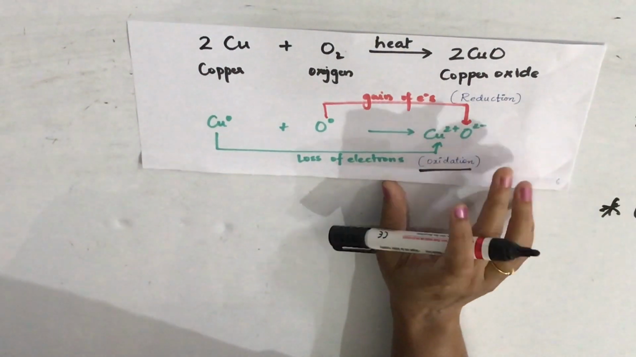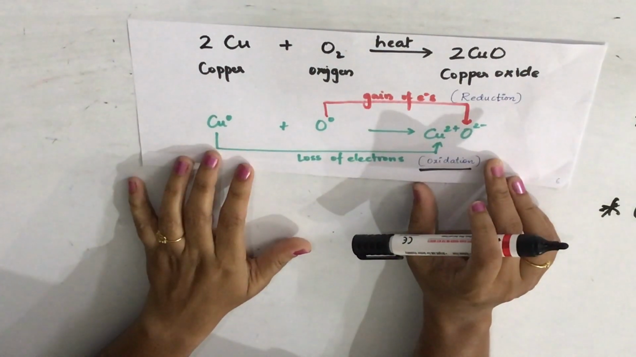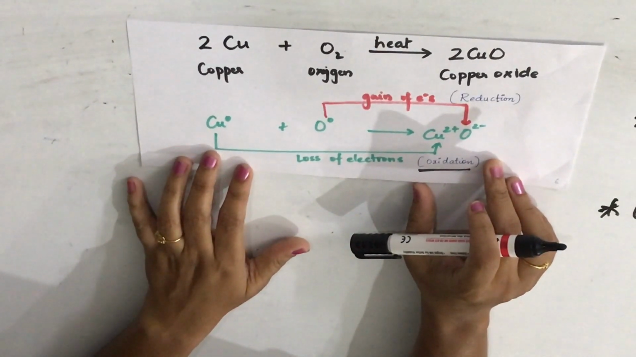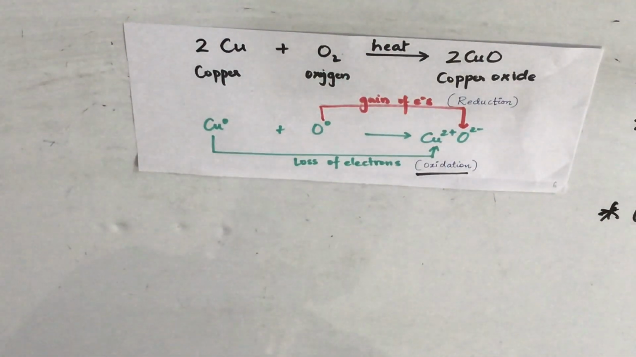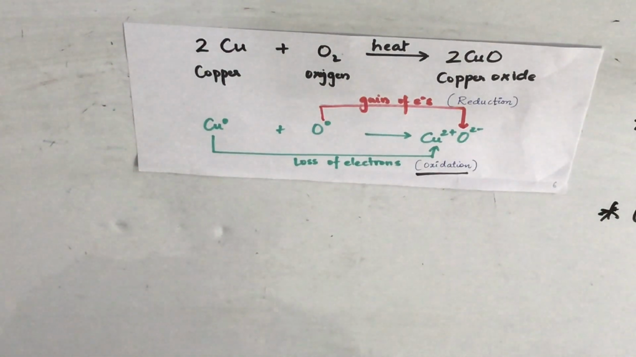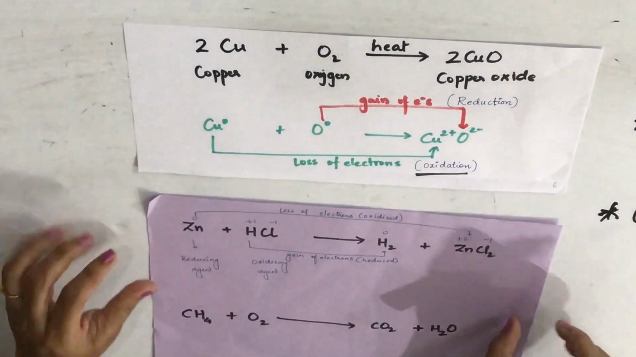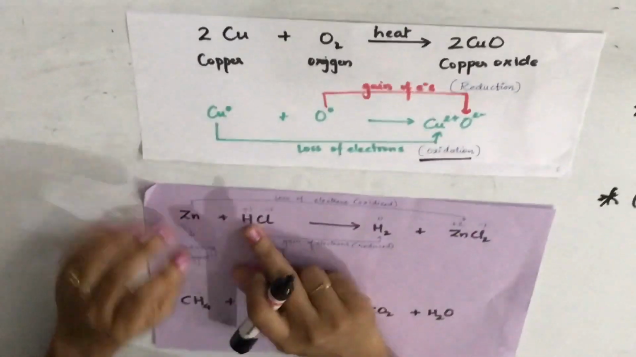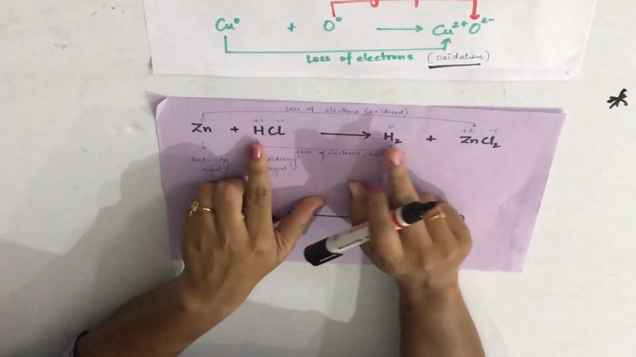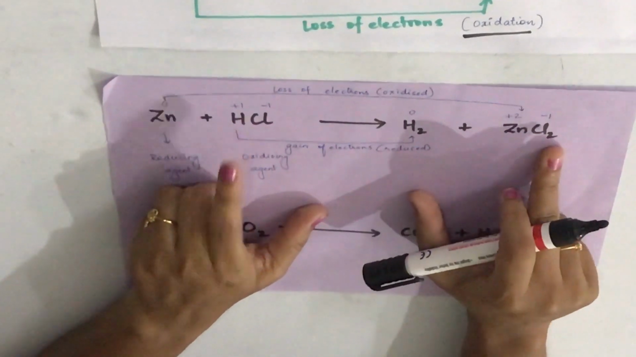Now in this case, can you tell which one is the oxidizing agent and which one is the reducing agent? Tell me. Now let's see one more example. Let us see the first one. Zinc plus HCl gives H2 plus ZnCl2.